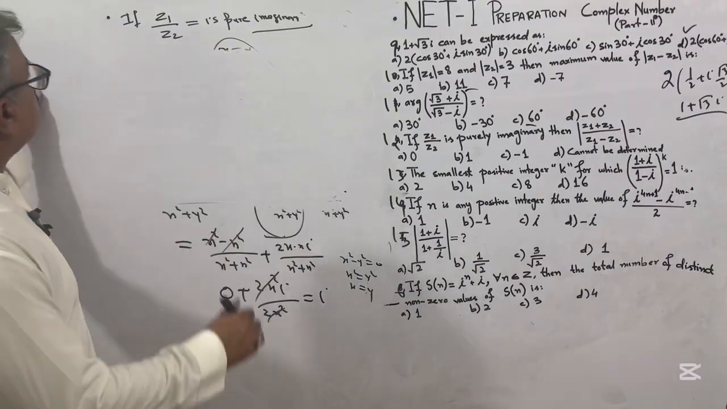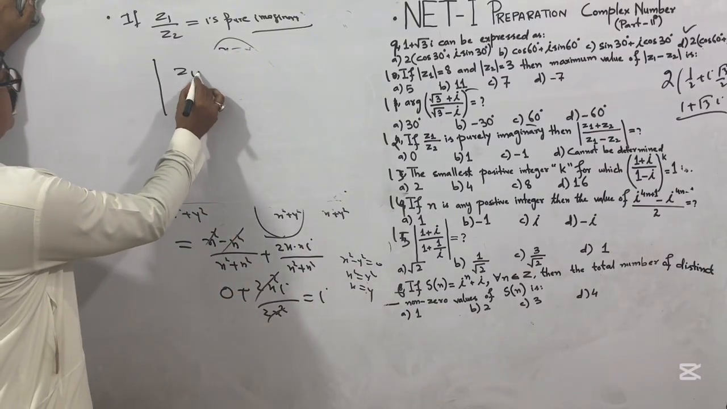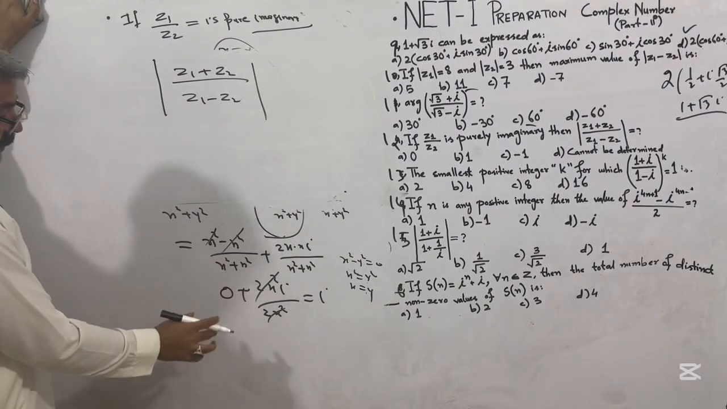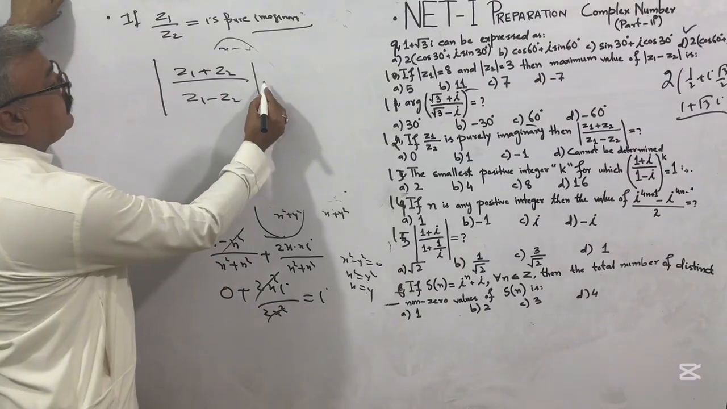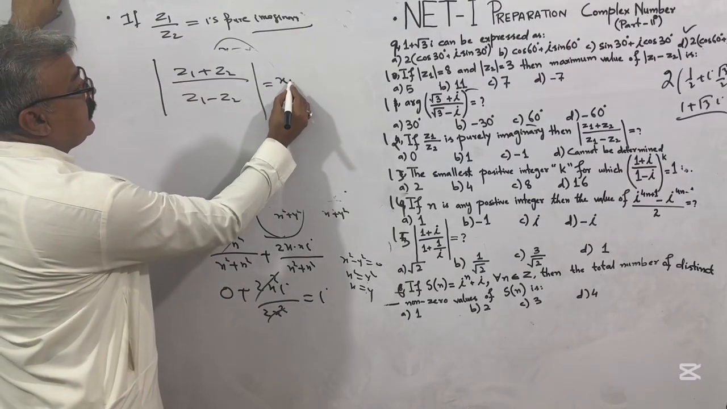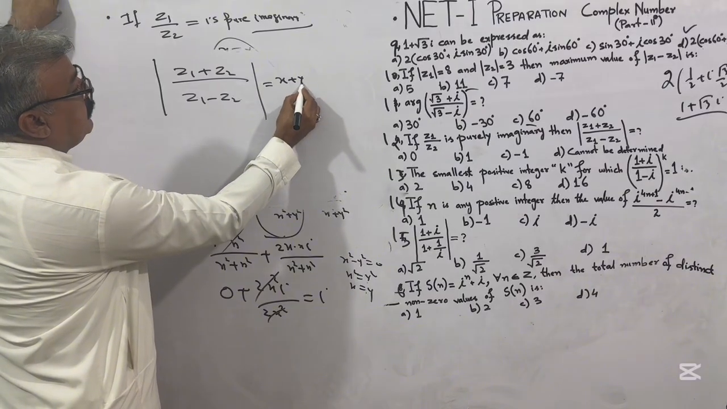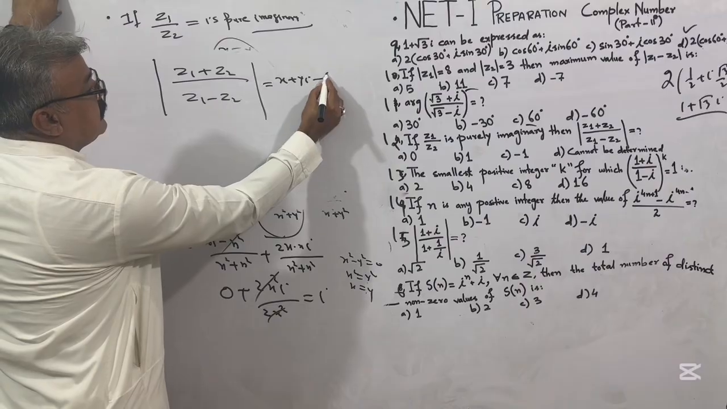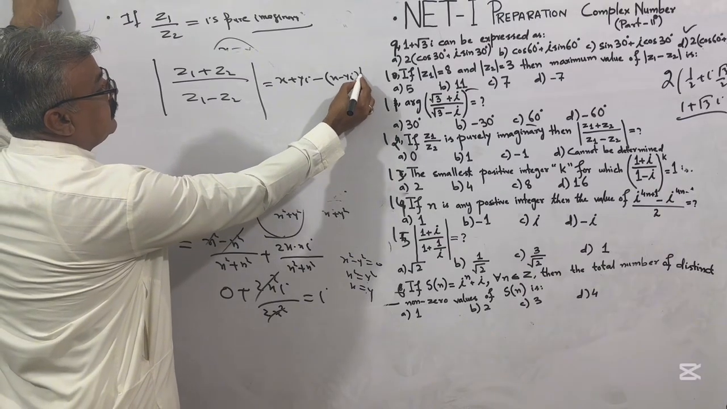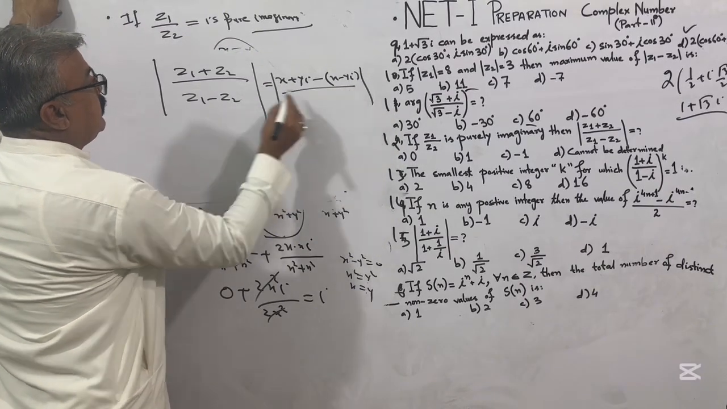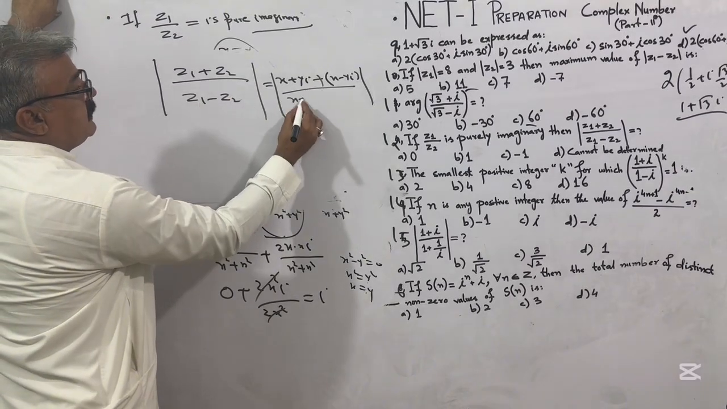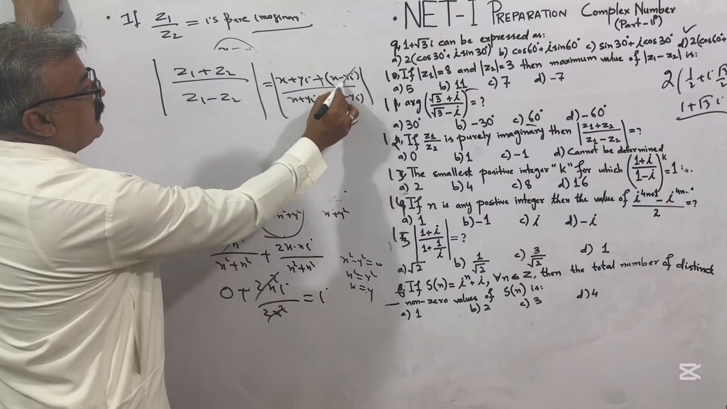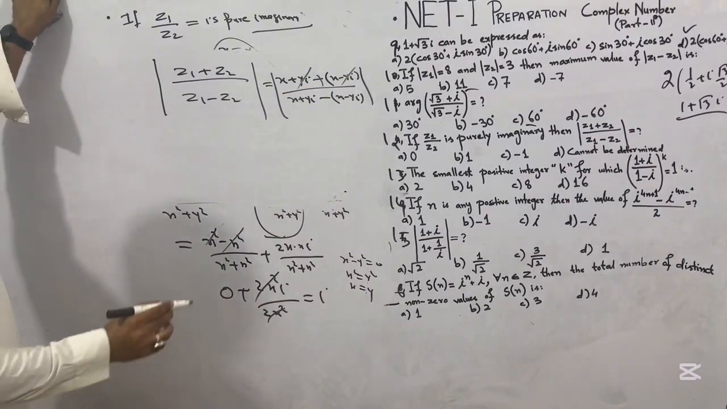So Z1 plus Z2 divided by Z1 minus Z2. What sort of numbers are these? Z1 means x plus y iota, and Z2 is x minus y iota, conjugate of each other. In the numerator, x plus y iota plus x minus y iota, and in the denominator, x plus y iota minus x plus y iota.